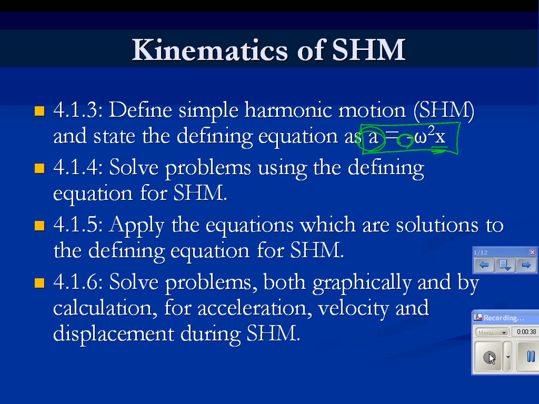Omega we'll talk about in a little bit. It's really just a constant for all intents and purposes right now. The idea is if you move an object away from equilibrium and it accelerates in the opposite direction of the way it was moved, and the amount of acceleration is proportional to how far you've moved it, the result is simple harmonic motion. Okay? That's why we call it the defining equation for simple harmonic motion.